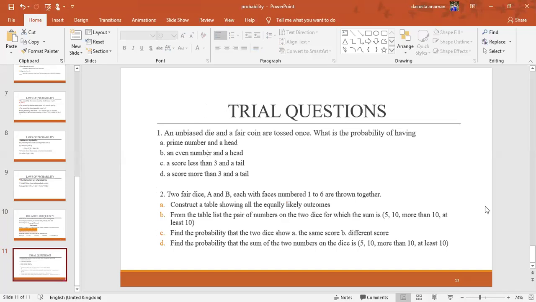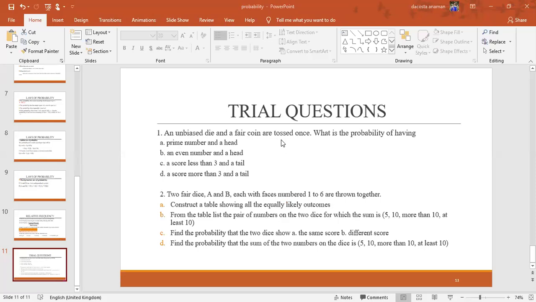Okay, so an unbiased die. When we say a die, we are talking about a Ludo die, okay? 6 Ludo, that's what you are talking about. So an unbiased die and a fair coin. When we say a coin, it has 2 different ends. So we have the head and the tail, different drawings, not the same drawing. So an unbiased die, that's 1 to 6, and a fair coin are tossed once. It means that they are tossed at the same time. Is that okay?